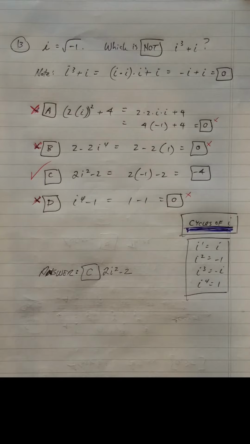Choice C is correct, because 2 times i squared minus 2 equals 2 times -1, which is -2, minus 2 is -4. And choice D is incorrect, because i to the fourth is 1, so 1 minus 1 equals 0, which is the same as above. The only answer which is not 0 is choice C. The correct answer is C, 2i squared minus 2.